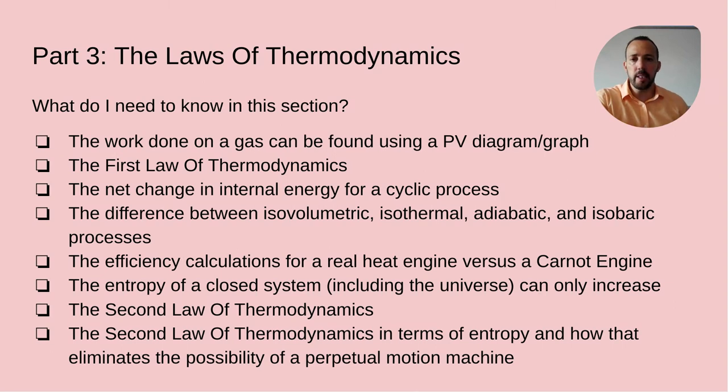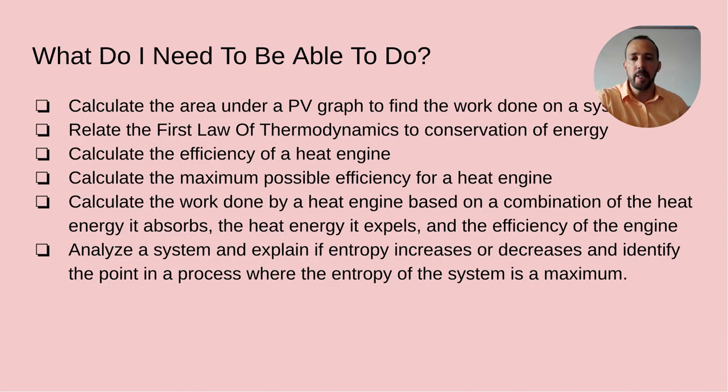All right, we are going to take a look at Chapter 12, the laws of thermodynamics. So, in this section, we're going to learn a bit about PV diagrams, which come up a lot on the AP exam. The first law of thermodynamics, the second law of thermodynamics, entropy, and ultimately the net change in energy for a cyclical process. Those are some of the things we're going to be taking a look at in this section. You're going to need to be able to calculate the area under the curve for a PV diagram.